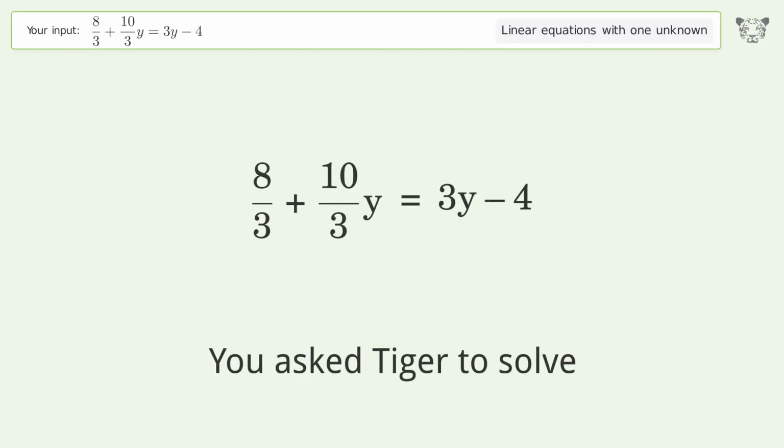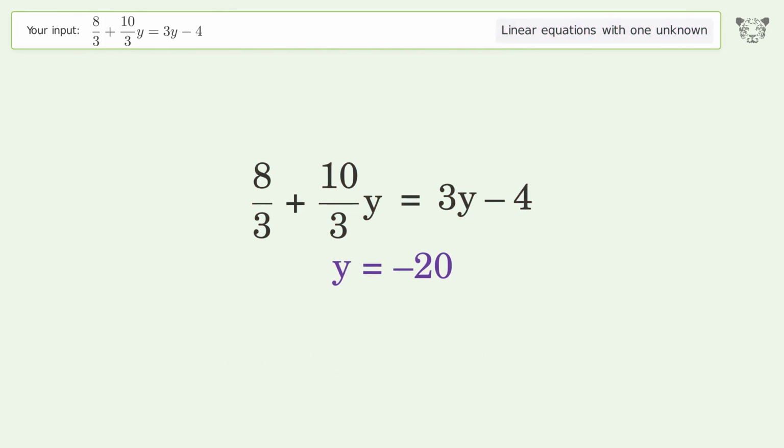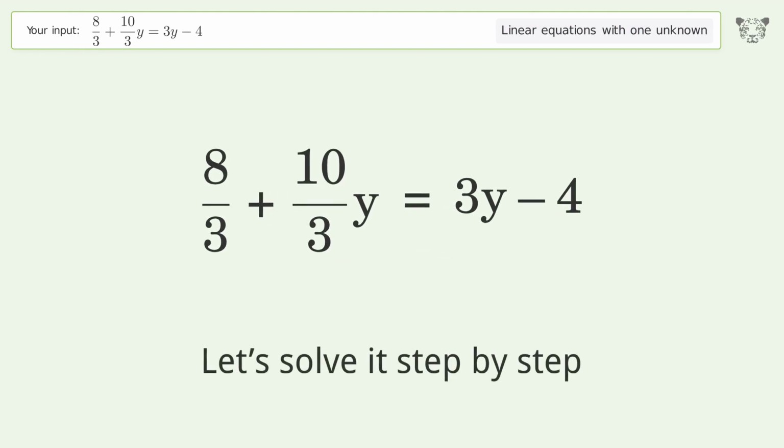You ask Tiger to solve. This deals with linear equations with one unknown. The final result is y equals -20. Let's solve it step by step.